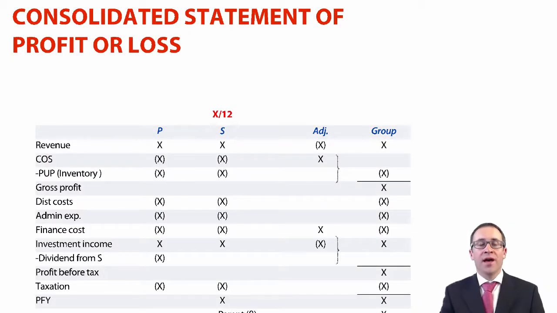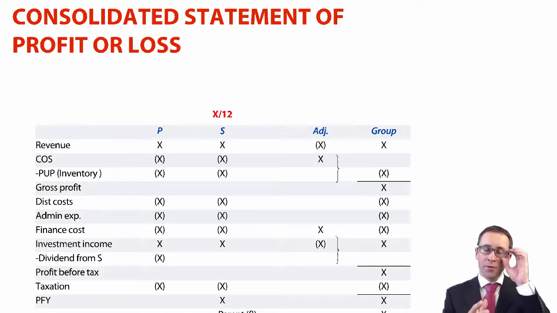So, having looked at everything that happened within the group statement of financial position, of which I think you'll agree there was quite a lot that went through and happened, we're now going to move through and look at the group or the consolidated statement of profit or loss. What you should find is that if you're happy now with the SFP, then the statement of profit or loss does tend to be that little bit easier to understand.